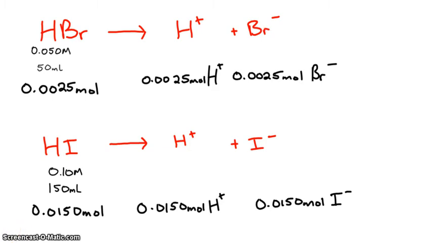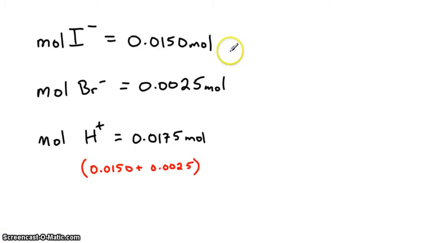The same is true for the dissociation of the strong acid HI. HI dissociates completely into its ionic components. Since we start with 0.0150 moles of HI, it's going to break up into 0.0150 moles of H plus and an equal molar amount of I minus. So now we know how many moles of each ion are present in the solution.